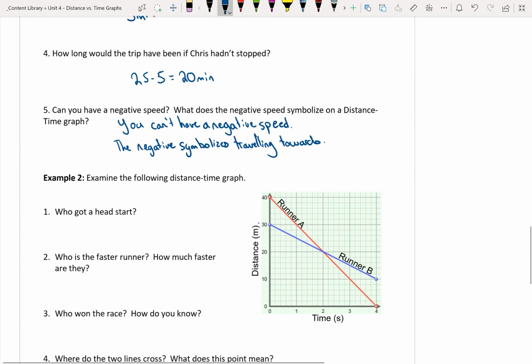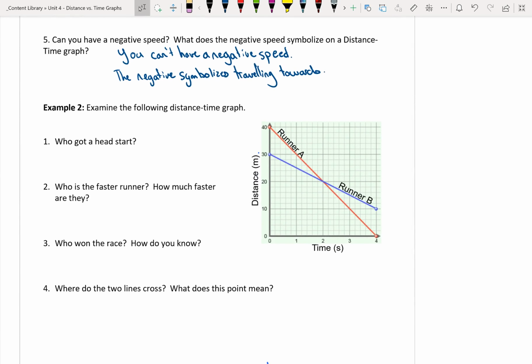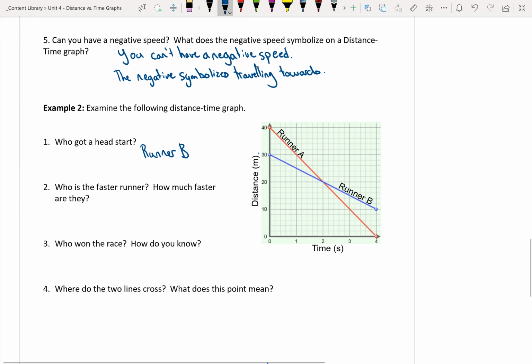Example 2, we have another distance time graph between two runners. So the first question is, who got a head start? In this case, it was runner B who got a head start, and we can see that by looking at time 0, and we see that runner B is ahead of runner A. So that means that runner B got a head start. Who is the faster runner, and how much faster are they? Well, just by looking at the graph, we know speed is indicated by the steepness or the slope of the line, and we can see that runner A has a steeper line. So right off the bat, we can say runner A is faster.